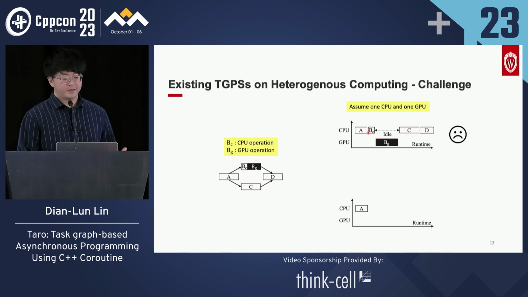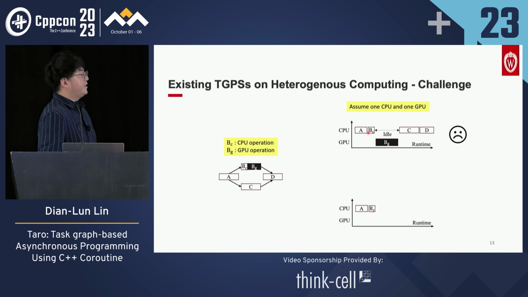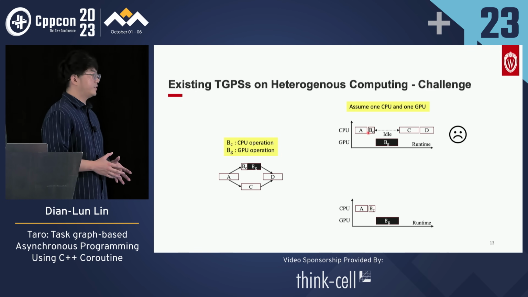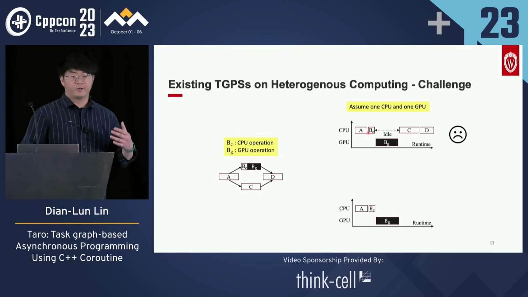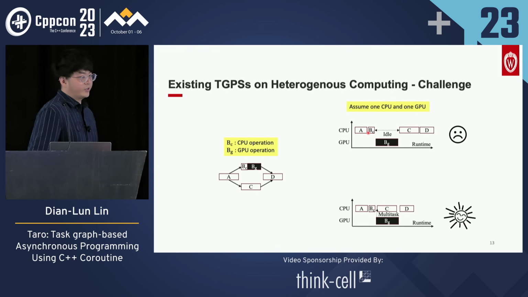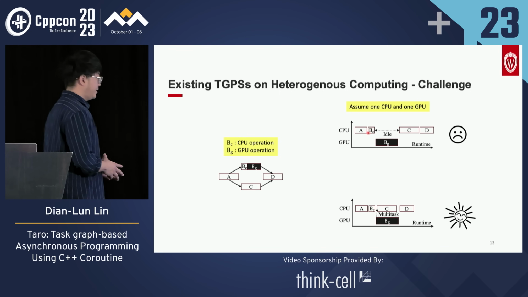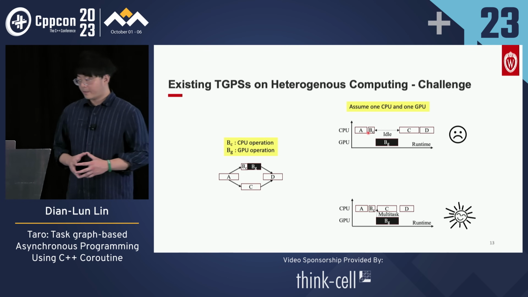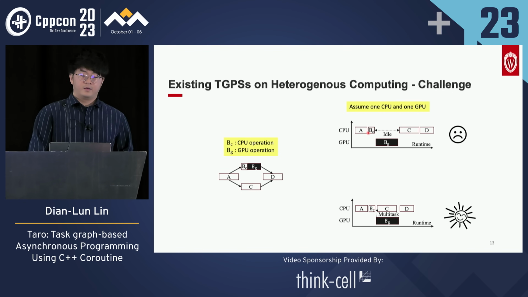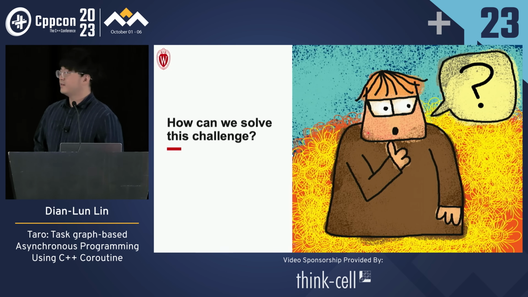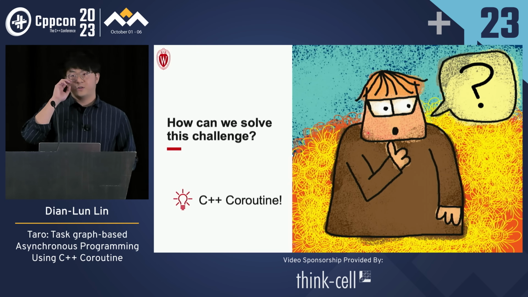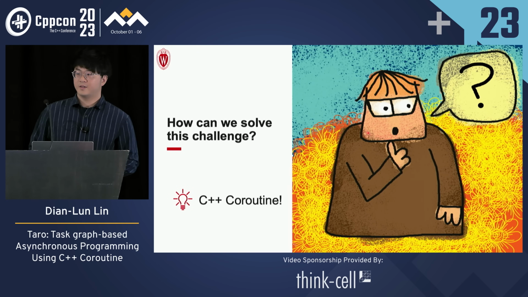What we want is executing task A, BC, and then BG. When we offload GPU operations, we want to sort of multitask to task C and then D, so we can have an overlap between task C and BG, so we can reduce the runtime to achieve the best result. So how can we solve this challenge? Well, turns out C++ coroutine is the solution.